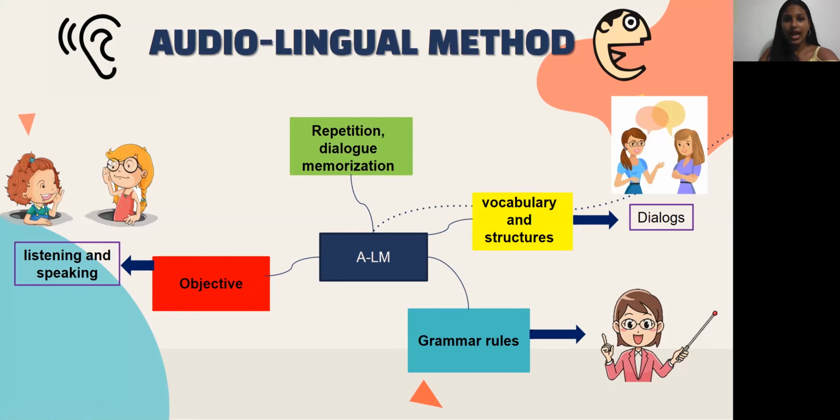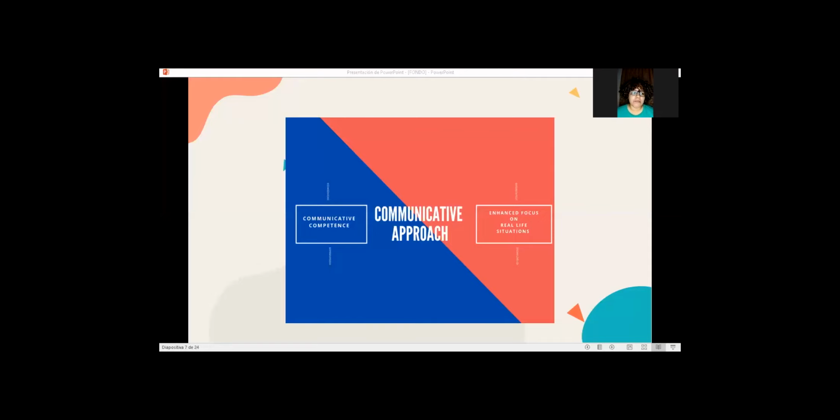And last but not least, we have the communicative approach, which says that the learner has to focus on the communicative competence and the importance of meaning. Also, this approach says that the learner has to focus on real life situations, because that's the only way that you can interact with a target language speaker, which can help you to increase your knowledge in the English language.